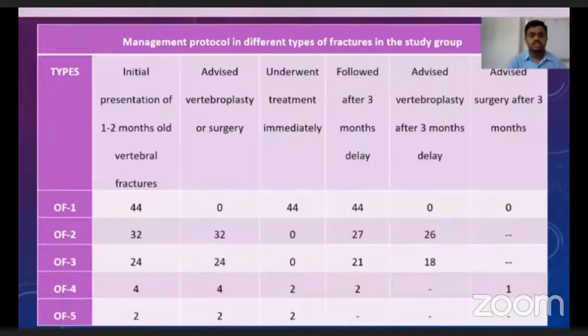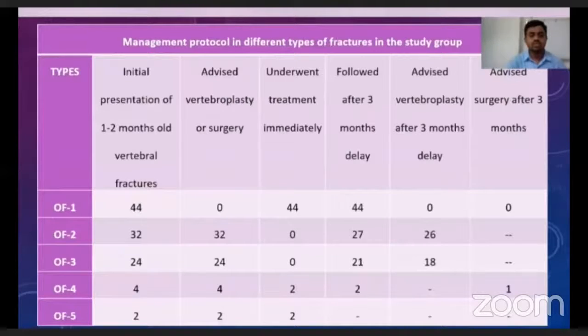Management protocol in our study: out of 106 patients, 44 patients who come under OF1, we advised conservative treatment. All of them showed good improvement after 3 months of follow-up. 32 patients who come under OF2, we advised vertebroplasty as the primary procedure. All of them underwent delayed treatment. Of these, 27 patients came after 3 months follow-up. Of these, 26 patients further needed vertebroplasty as the primary procedure.